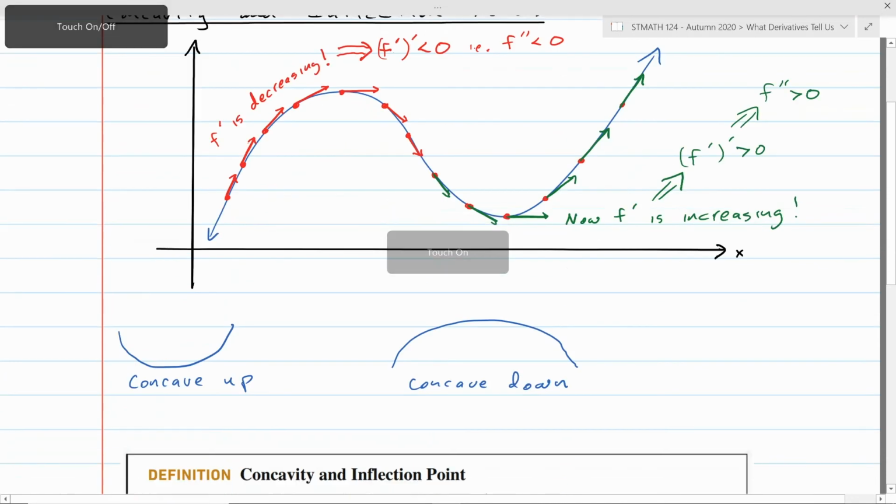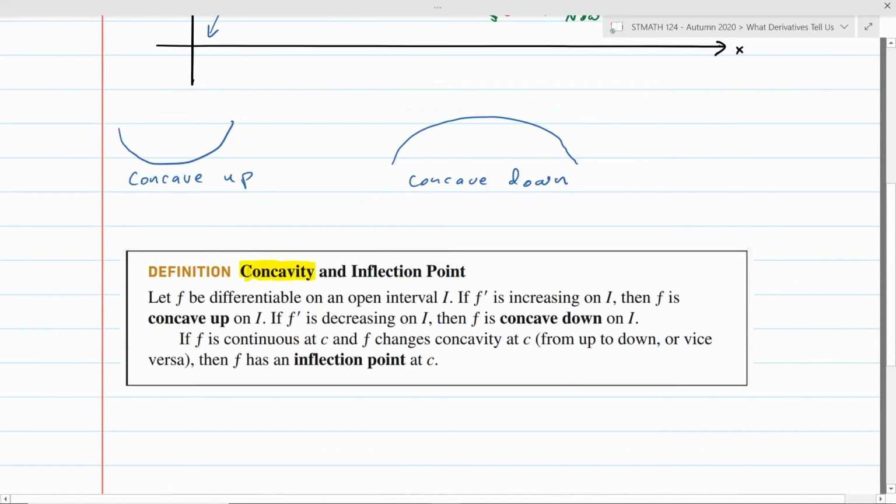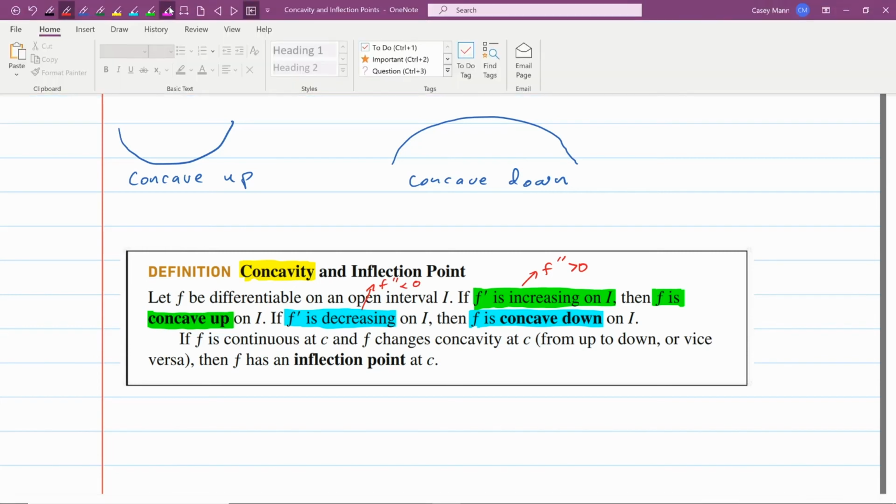So that motivates this definition right here for concavity. Concavity is this. When f prime is increasing, f is concave up. And whenever f prime is decreasing, that's when f is concave down. And then, of course, whenever we say f prime is increasing, that's what we were talking about up there. f prime increasing means f double prime is positive, and f prime decreasing means f double prime is less than 0. And then they also mention this bit of terminology, inflection point.